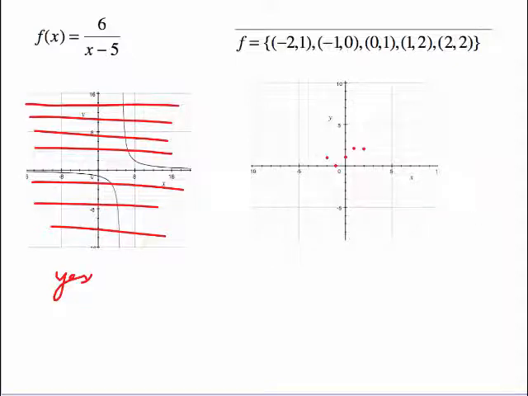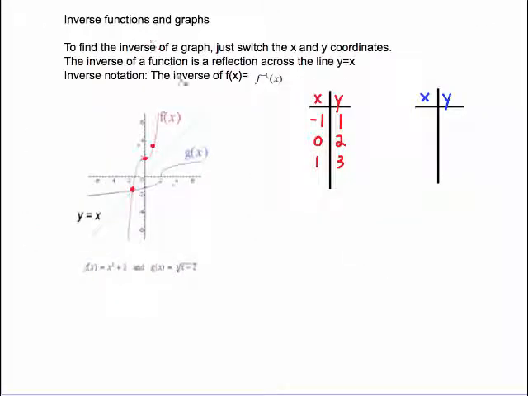We know that this does not pass the horizontal line test. Take this horizontal line right across here. It's intersecting my graph here and here. That all by itself tells me that it is not one-to-one. And the reason it is not one-to-one goes back to the definition. Here we have a not equal to b, but f of a and f of b are the same. In other words, the y values are not allowed to repeat.